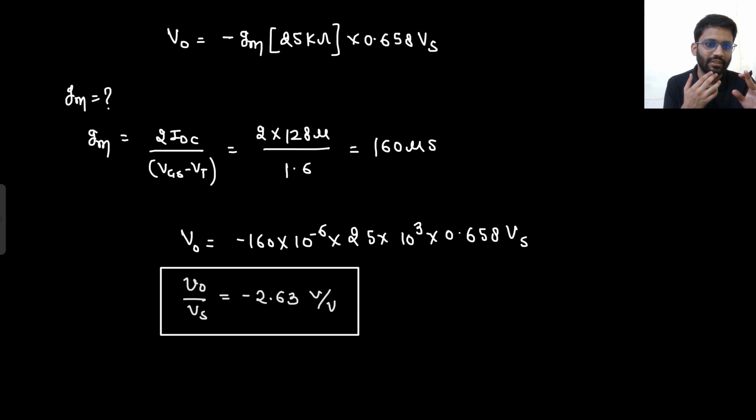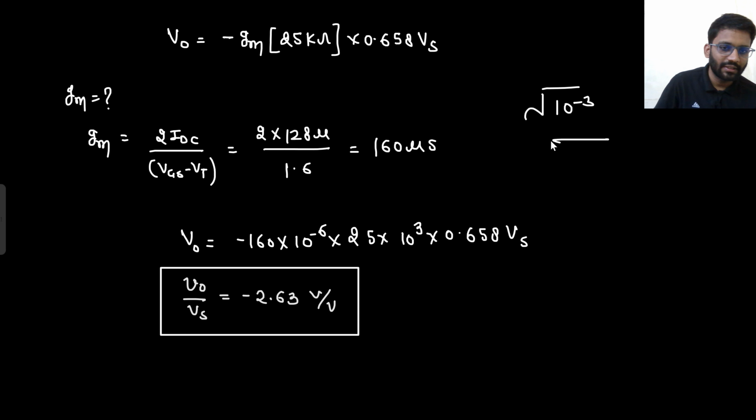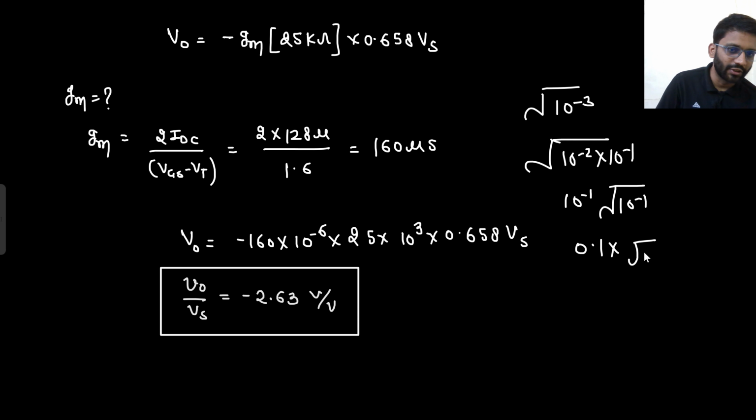You should be comfortable with this problem. Let's just assume in some problem you have to calculate root of 10 to the power minus 3. What you will do? The best way is to break it down into 10 to the power minus 2 into 10 to the power minus 1. Then this will be 10 to the power minus 1 and root of 10 to the power minus 1. So you just need to calculate 0.1 into root of 0.1.